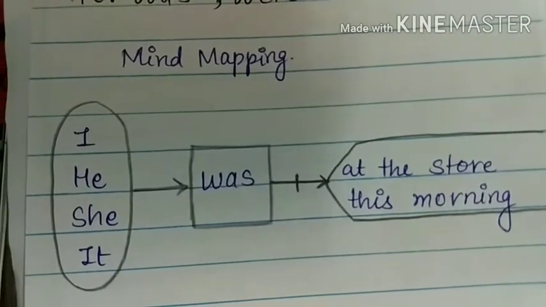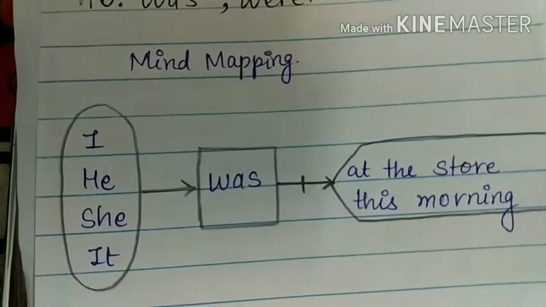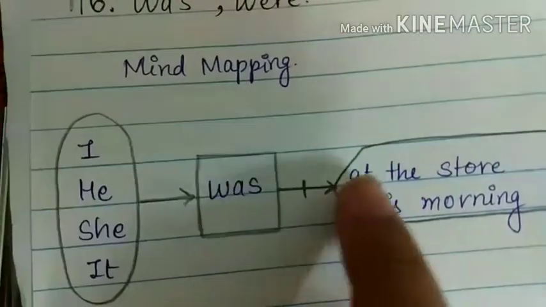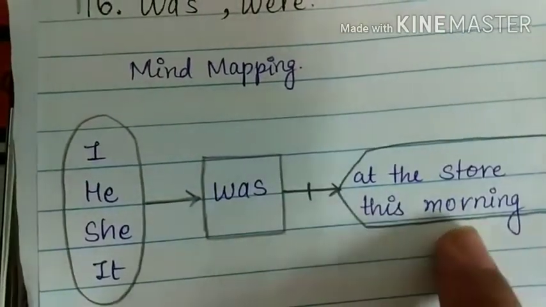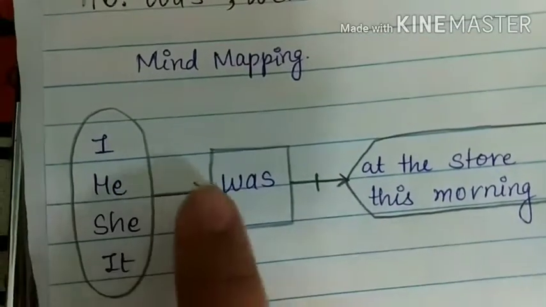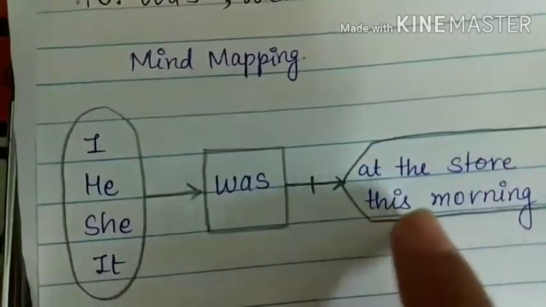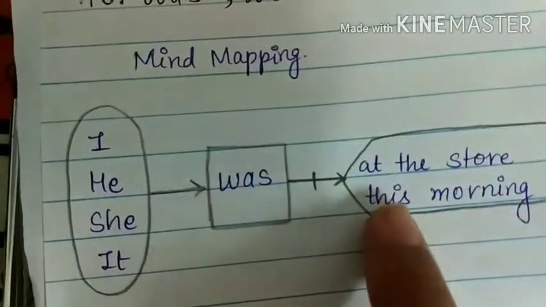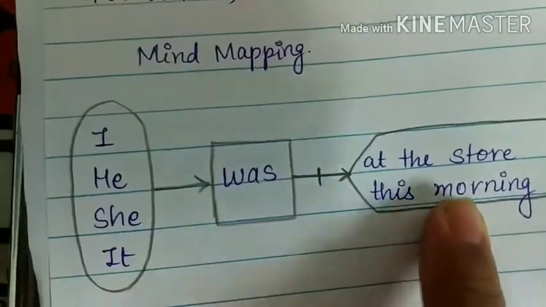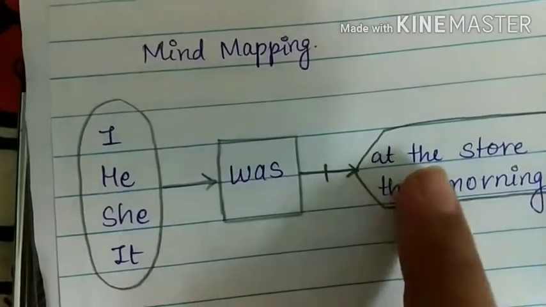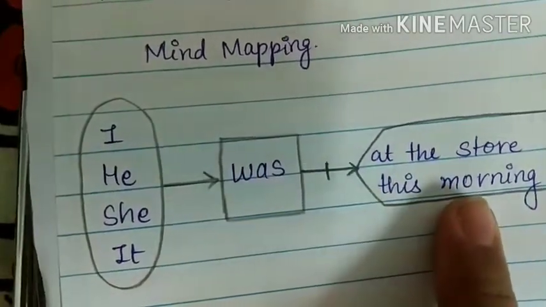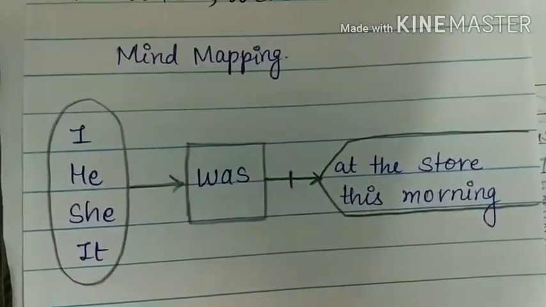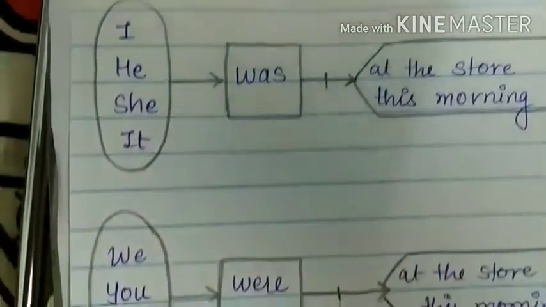And if we read the sentence with it, it will become like this. I was at the store this morning. He was at the store this morning. She was at the store this morning. It was at the store this morning. See how easy it is? Now come to the next one.